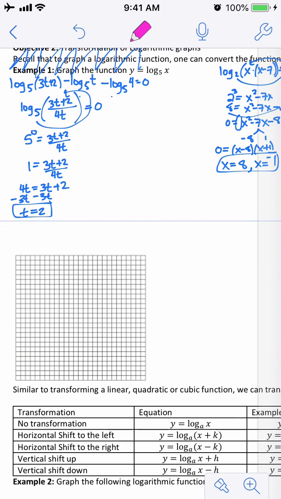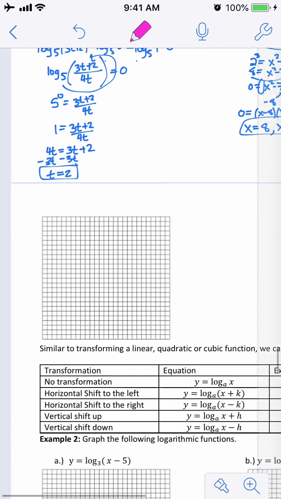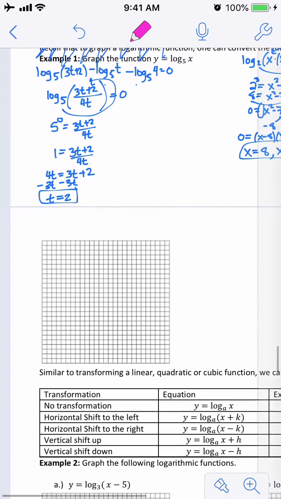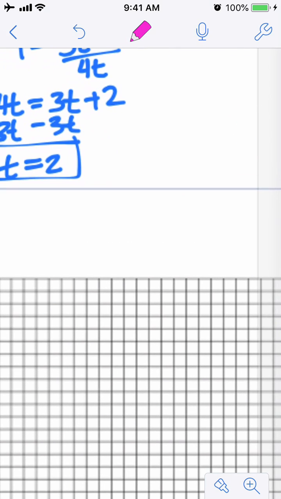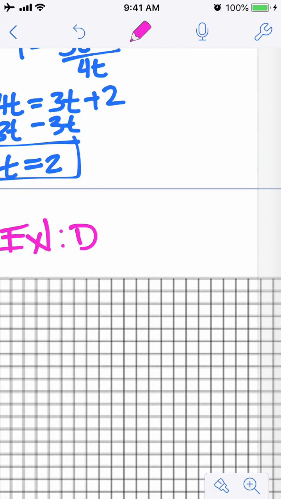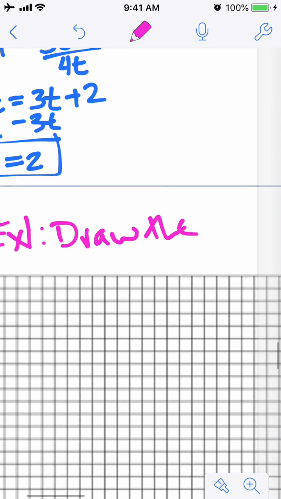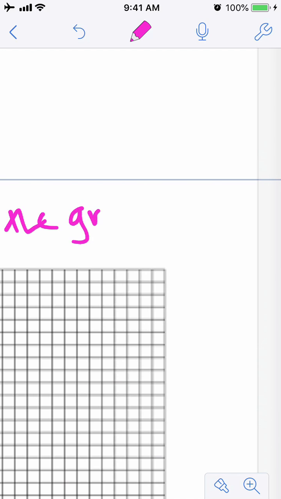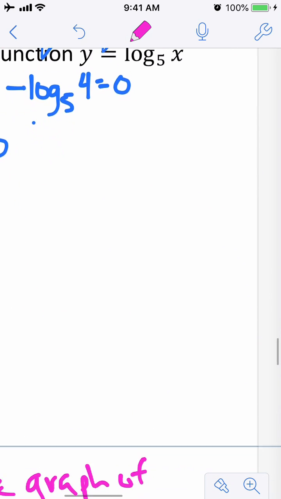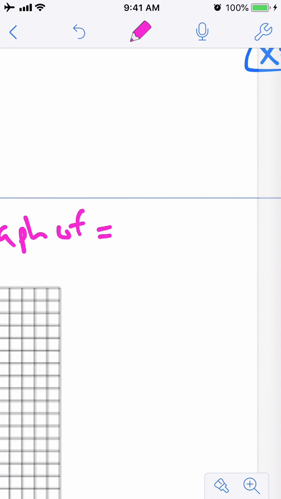What I've scratched out here, it says in example 1, come on, work with me. There we go. So in example 1, we're just going to draw the graph. Draw the graph of, what was it? y equals log base 5 of x.